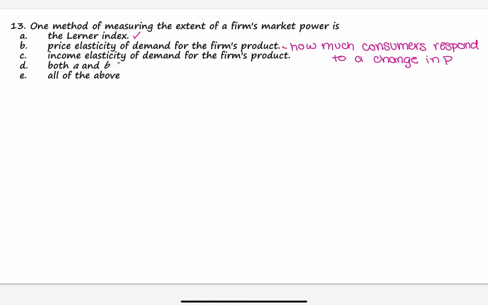Income elasticity of demand for the firm's product. This is how changes in income affect demand, which doesn't really have anything to do with market power. It's just how demand can change. And the firm that's looking at this likely has no power over their consumers' incomes. So the only thing they're able to change is the Lerner index and the price elasticity of demand, which means our answer is D.